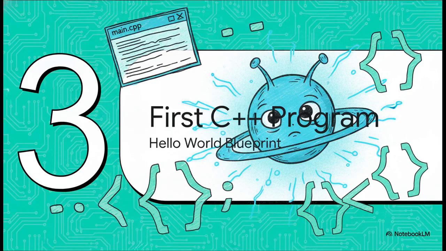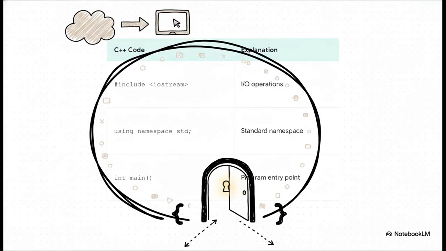All right, Section 3, your first C++ program. So go ahead and open up that main.cpp file. We are going to completely break down this classic Hello World blueprint line by line. The goal here is for you to understand exactly why every single piece of syntax exists. I know it looks like an alien language at first glance, but stick with me, it's actually very logical. Let's look at the top section.